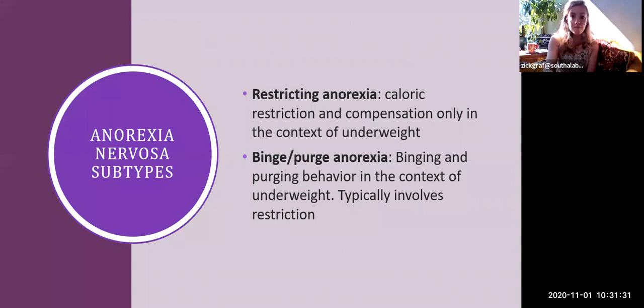There are 2 subtypes of anorexia nervosa. Restricting anorexia is defined by caloric restriction and compensation only, whereas binge purge anorexia involves binging and purging behavior similar to what you would see in bulimia nervosa, but with underweight. So really the main difference between binge purge anorexia and bulimia nervosa is whether or not someone is underweight.